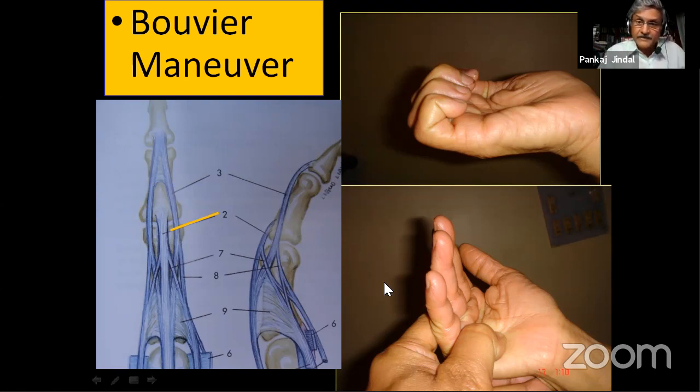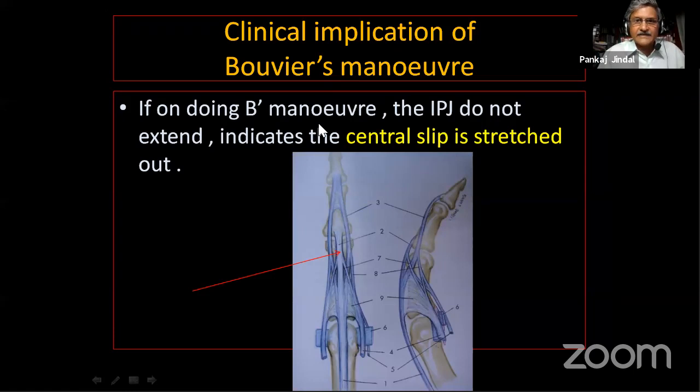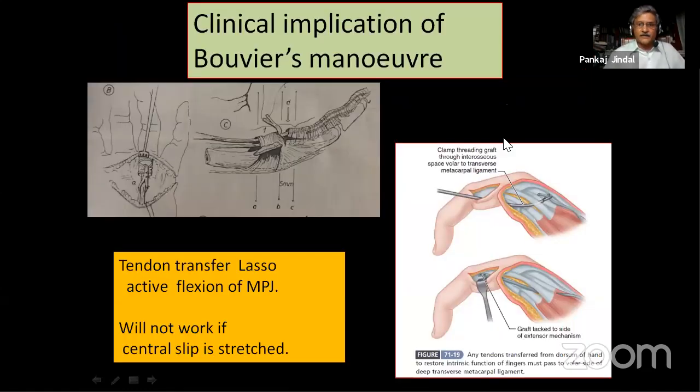Which further means if the patient is not able to extend the PIP joint, that means the central slip has become stretched out and you cannot use this for surgery. And therefore, this has a clinical implication. If on doing a Bouvier's maneuver the interphalangeal joint does not extend, that means the central slip is stretched out. This again has clinical implications, like when you're doing a lasso procedure, again, I'll come back to that. If you flex the MP joint, and if the central slip is stretched out, this surgery is not going to work.